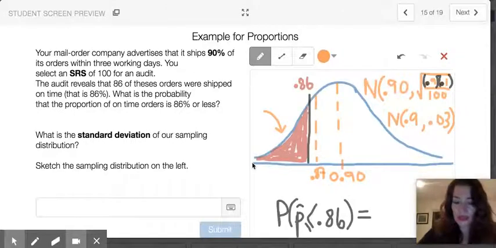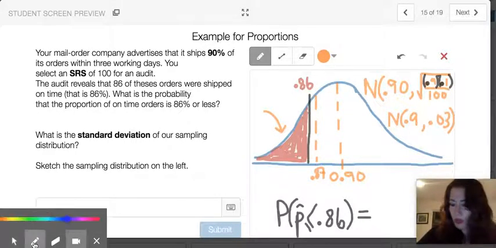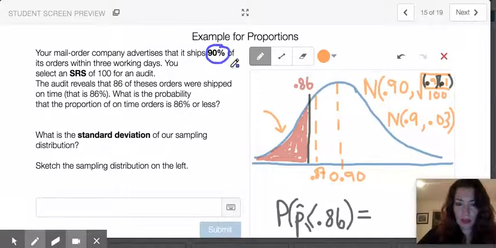All right, so the first thing is let's pick out what is our population proportion and what is our sample proportion. So over here, the 90%, this is our population proportion P. And the 86% right here, that is our P hat. That is a sample proportion.